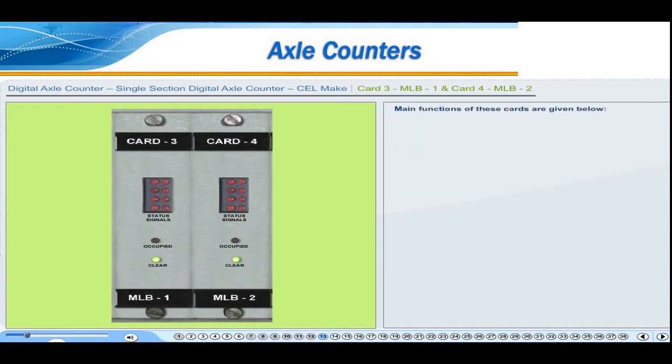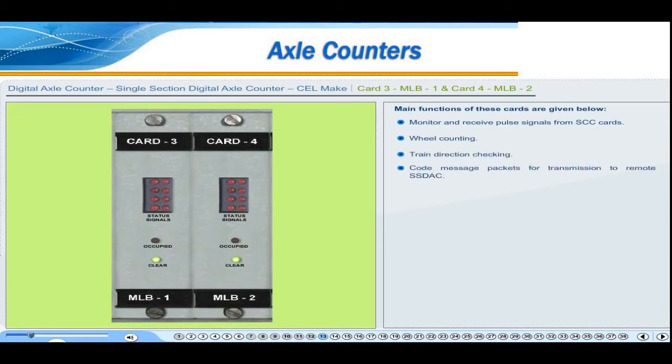Main functions of these cards are given below. Monitor and receive pulse signals from SCC cards. Wheel counting. Train direction checking. Code message packets for transmission to remote SSDAC. Decode message packets received from the remote SSDAC. Output pulse signals to other MLB through modem.